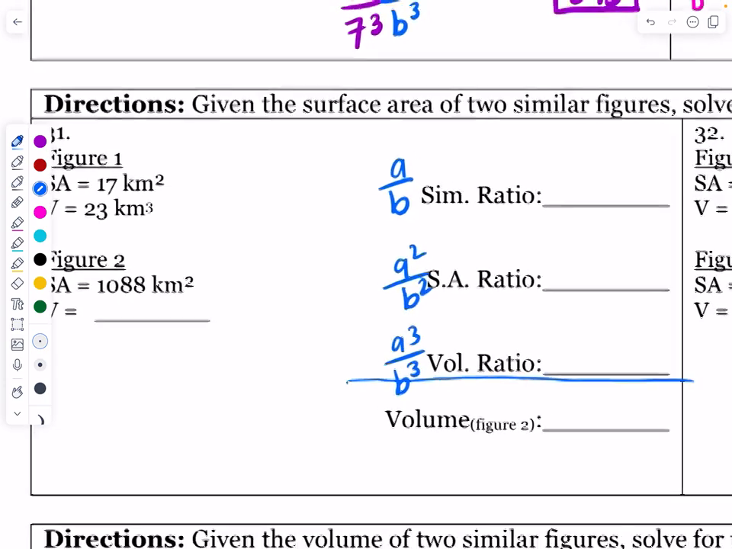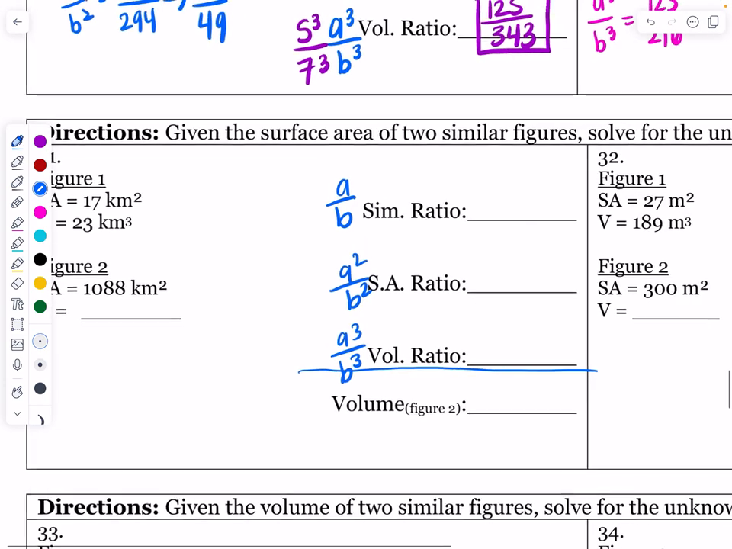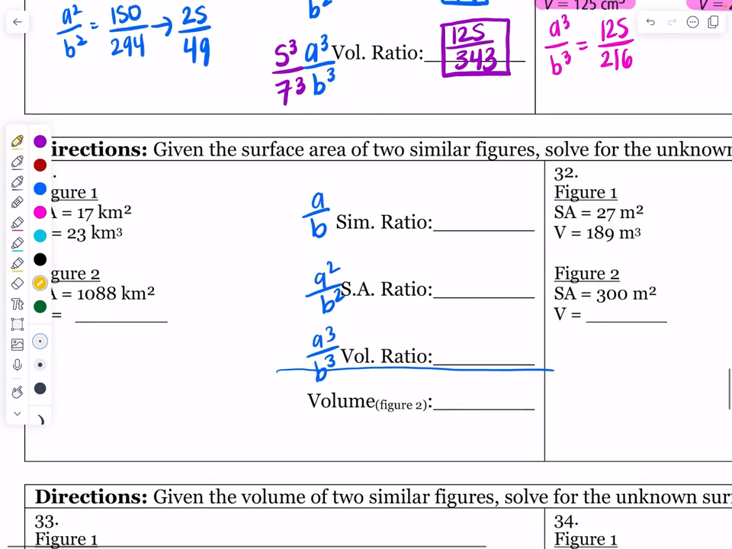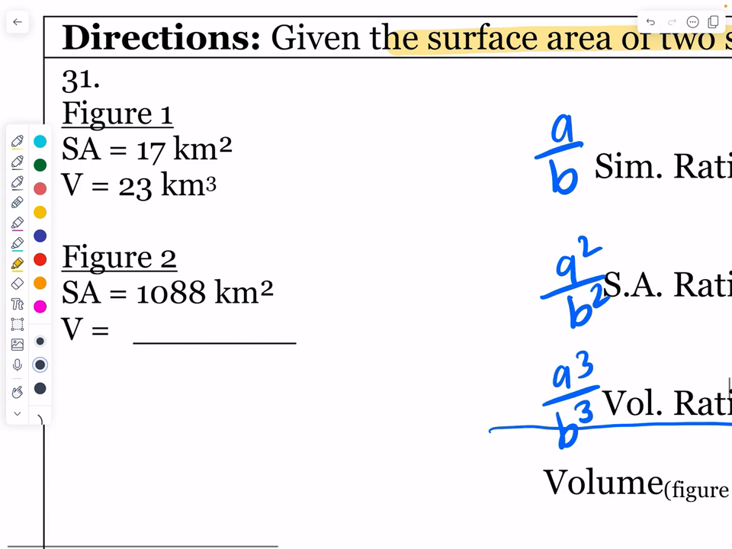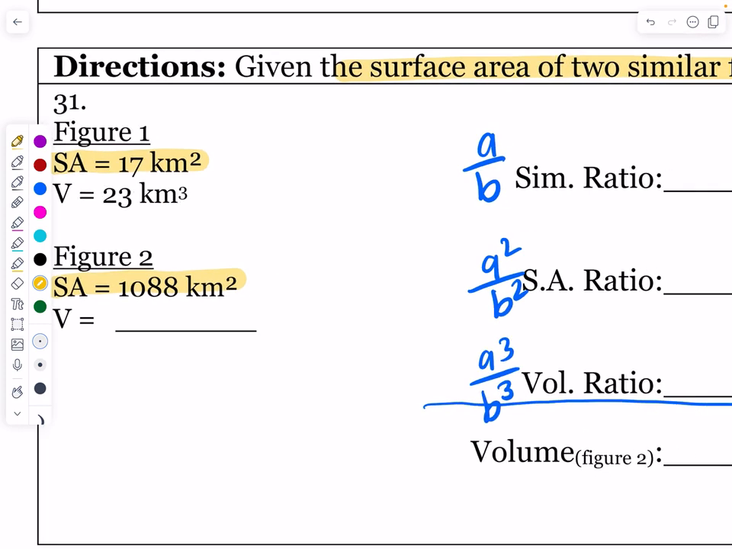Okay. So it doesn't even actually say what kind of figures they are, given the surface area of these two similar figures. So we're given the surface area of both. Given the surface area, solve for the unknown volume. So in figure 1, I don't know what shape it is, but I'm given the surface area of this one and the surface area of this one. And so what level is that? That's going to be level 2, which is surface area to the second power. So both of those to the second power. So that's going to be a squared over b squared. So I'm going to fill in 17 over 1088.